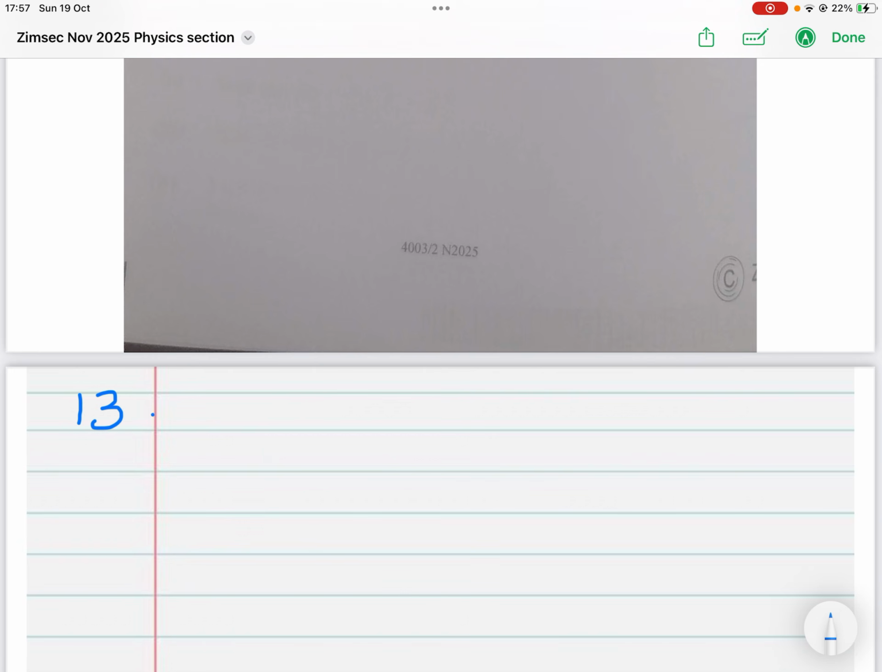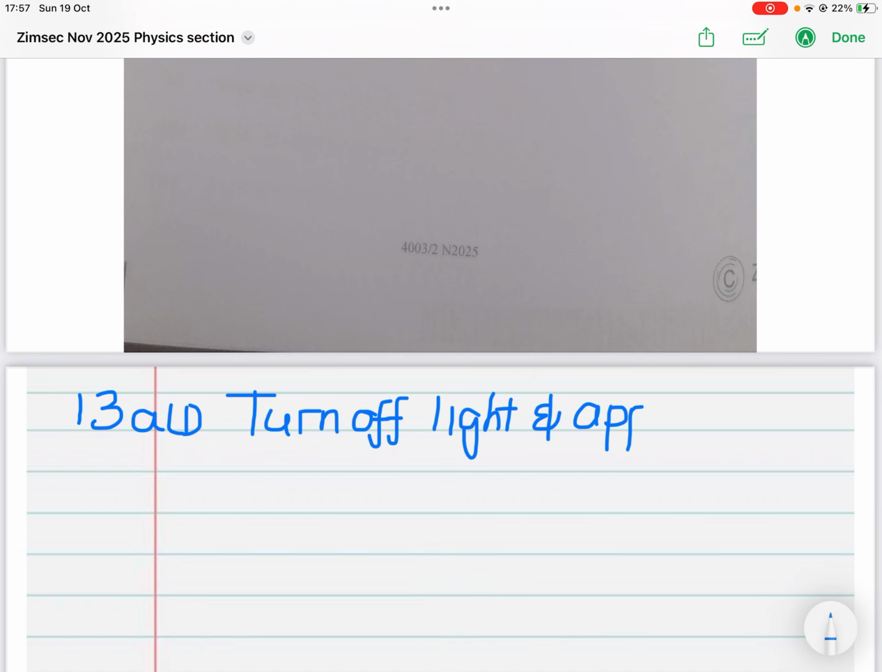On number 13A part 1, the methods of conserving electricity. First of all, we need to turn off the lights and appliances when they are not in use. This is very important because if we turn off lights and appliances when not in use, this is going to avoid the standby power consumption.